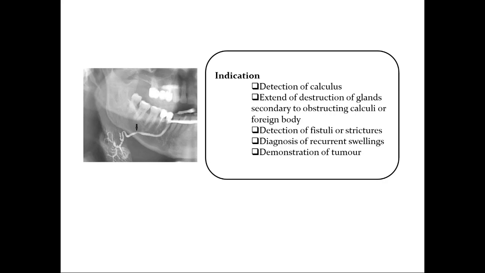The indications for sialography are that it detects the calculus. It helps to detect the extension of the destructed glands secondary to obstructive calculi or any foreign body being placed. It also helps to detect fistulae or strictures, and it helps to demonstrate tumors, as well as diagnose recurrent swellings.